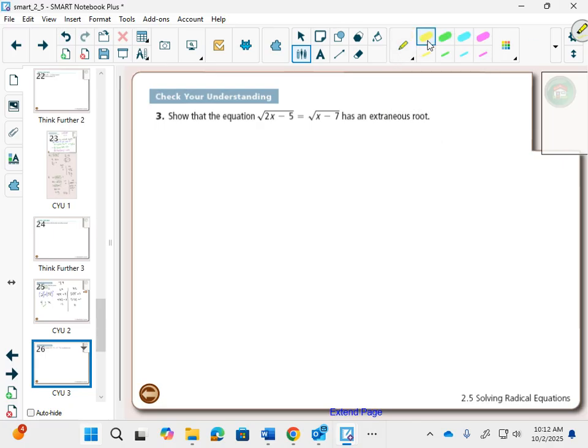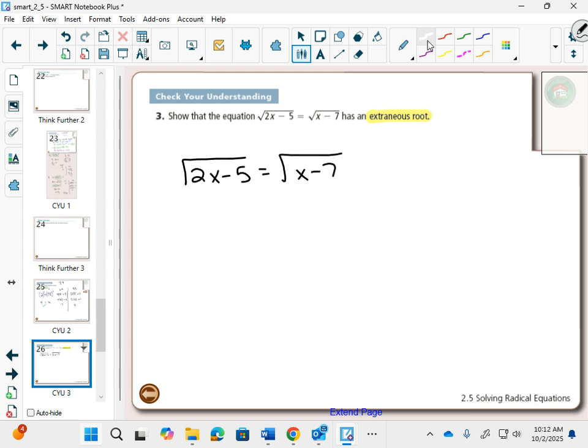First I'm going to highlight these words right here. An extraneous root is something that appears to be an answer, but in checking it does not actually work. And this one is interesting as well because you have two square roots.